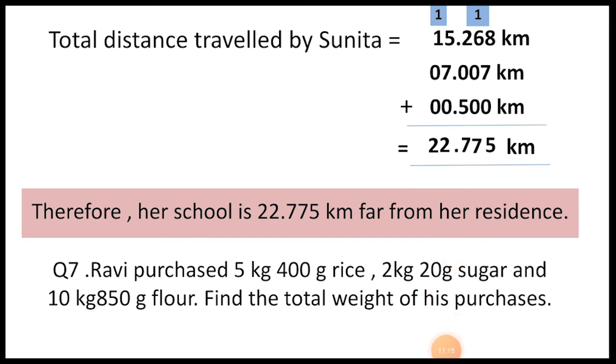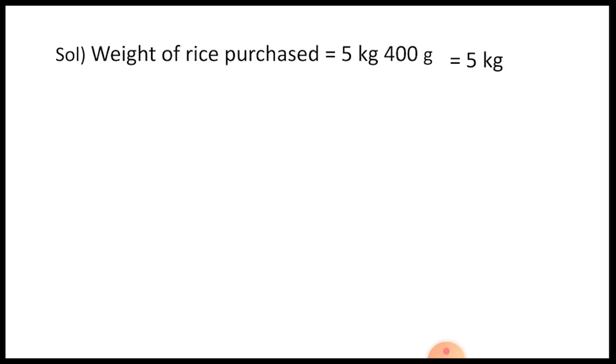Now come to question number 7, that is, Ravi purchased 5 kg 400 gram rice, 2 kg 20 gram sugar and 10 kg 850 gram flour. Find the total weight of his purchases. So for this also, children, the weight of the rice purchased we will show in a single unit. Whatever units are given in the question, we will convert into a single unit.